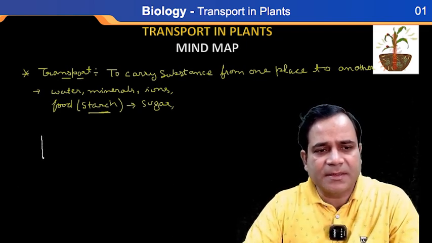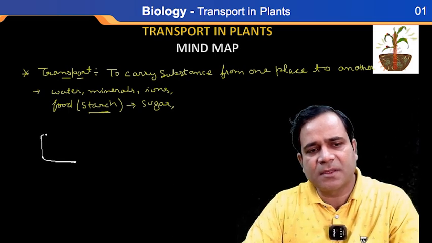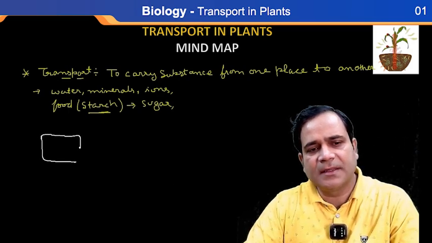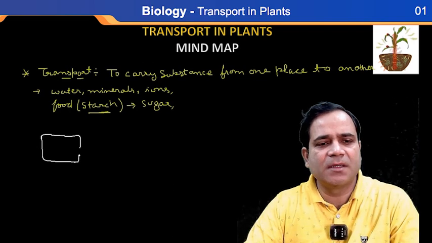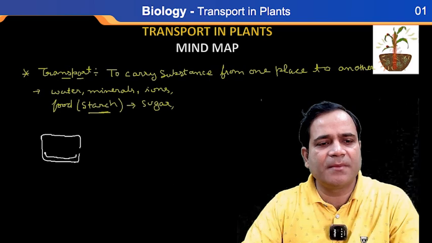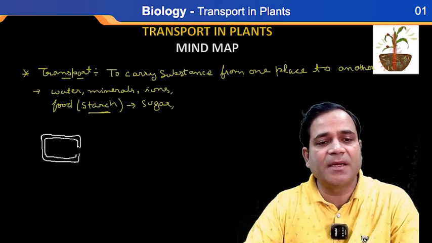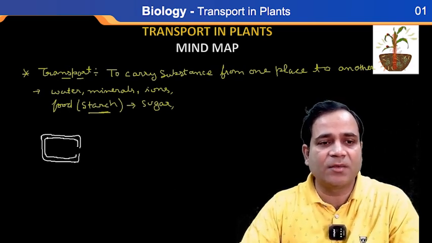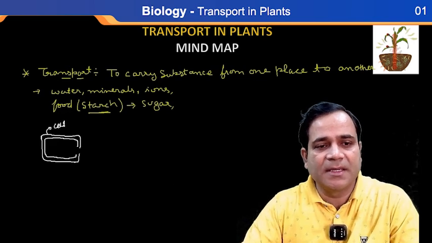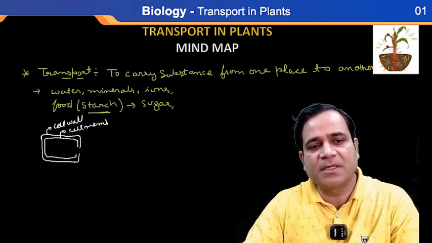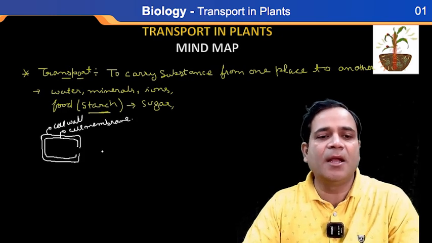Suppose this one is the word plants. I'm making a double layer. You know that the plant has a double layered membrane. The outer wall is what? Cell wall. And the inner membrane is known as what? Cell membrane. Am I right? Getting my point? Cell wall is made up of cellulose. Cell membrane is made up of lipoprotein, my dear.